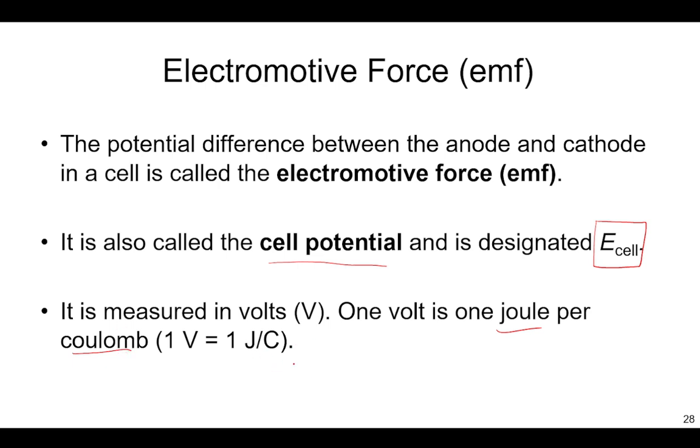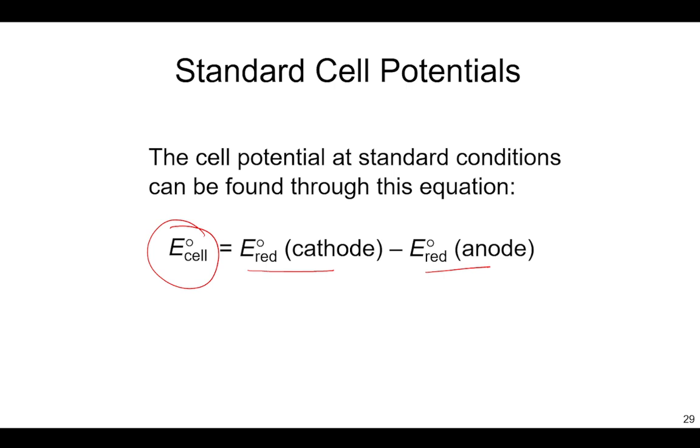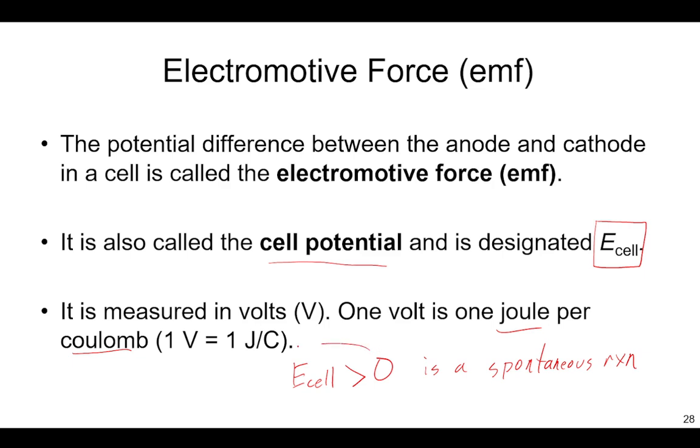Now, when this E cell value is greater than 0, this corresponds to a spontaneous redox reaction. All right, so we're trying to design voltaic cells that when we calculate the cell potential, which I'll show you how to do in a minute, we get an E cell that is positive. That corresponds to a spontaneous reaction where electrons will be generated and flow across the wire and do electrical work.